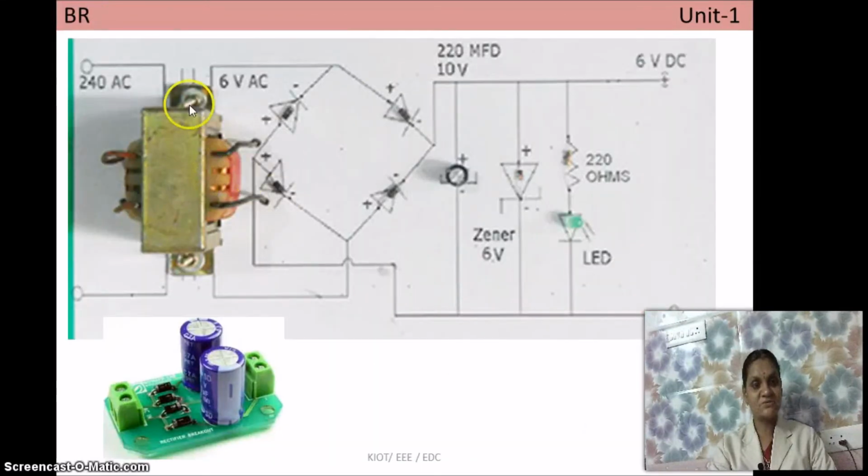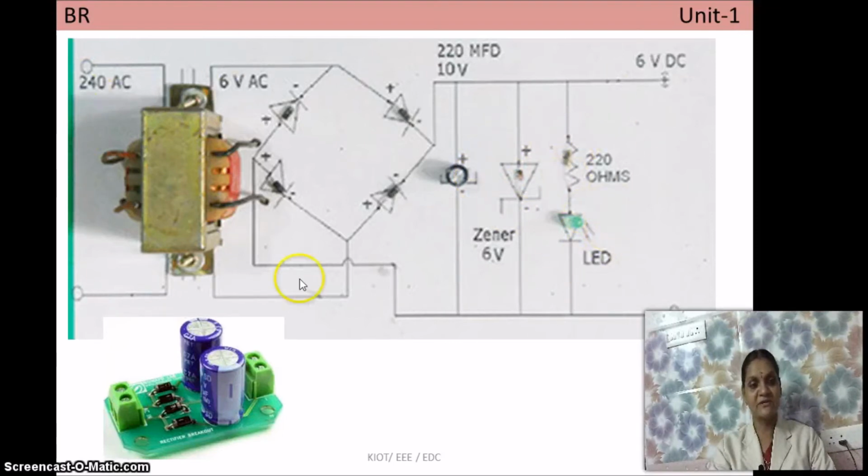And the next one is on the bridge rectifier circuit. So you need one transformer, simply 4 diodes, 1 capacitor for removing the unwanted AC component, and this is a Zener diode. This is mainly for stabilizing the voltage at the output. Whenever there are more fluctuations, we can use the Zener diode to get a constant output, and 1 LED.